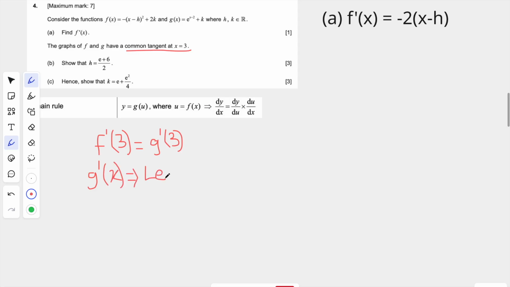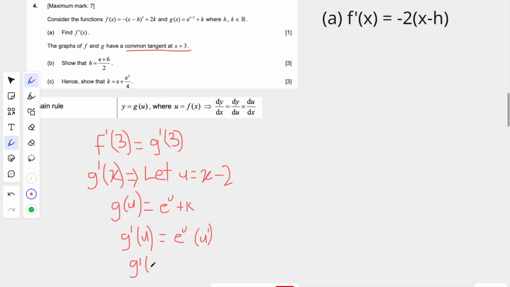We set u to be x minus 2, and do the first derivative of e to the power of u plus k. The first derivative of e to the power of u remains e to the power of u, and k is gone as it is a constant. The first derivative of our u dummy variable is 1, as remember the first derivative of x is 1, and since minus 2 is a constant, its first derivative is 0. As such, we have the first derivative of g of x to be e to the power of x minus 2. Now, we can substitute x equals 3 into both functions, and solve for h.